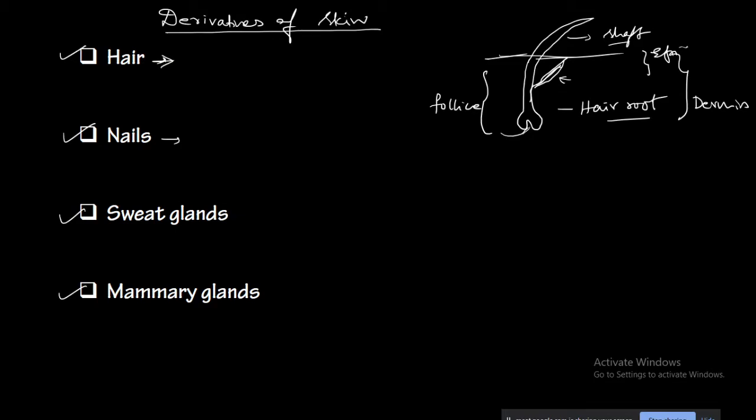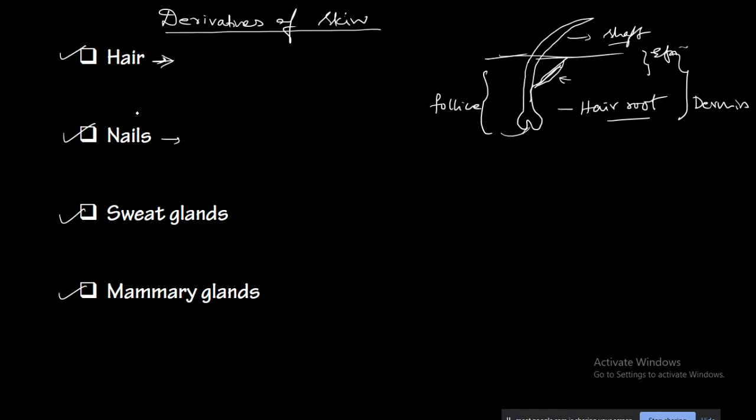Because we have already lost two classes in the previous two weeks, we need to make up a little bit. So next we have the nails. In the hair we have seen the overall structure of the hair, and next is the nails.